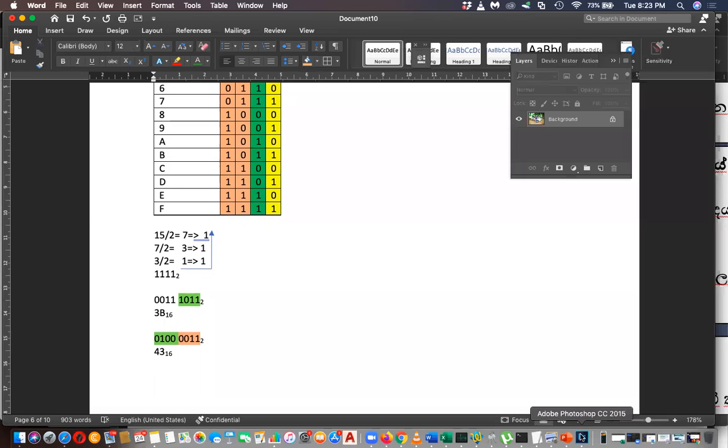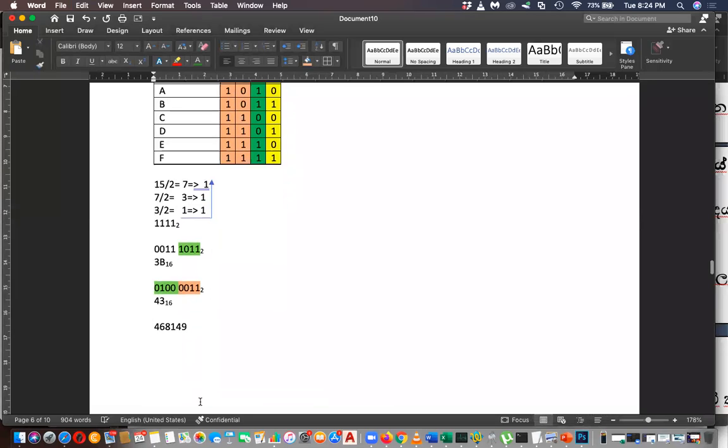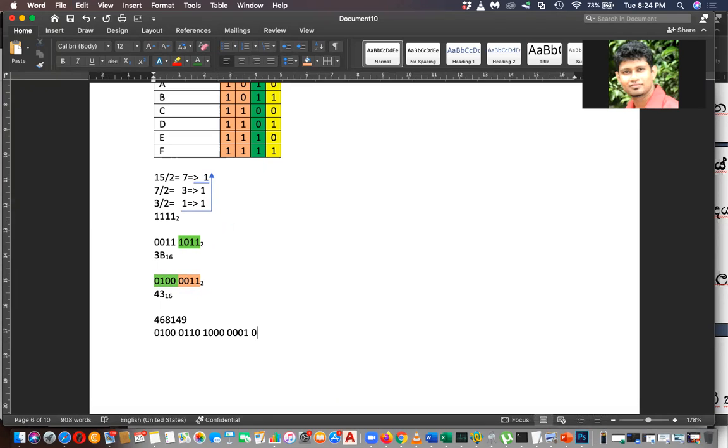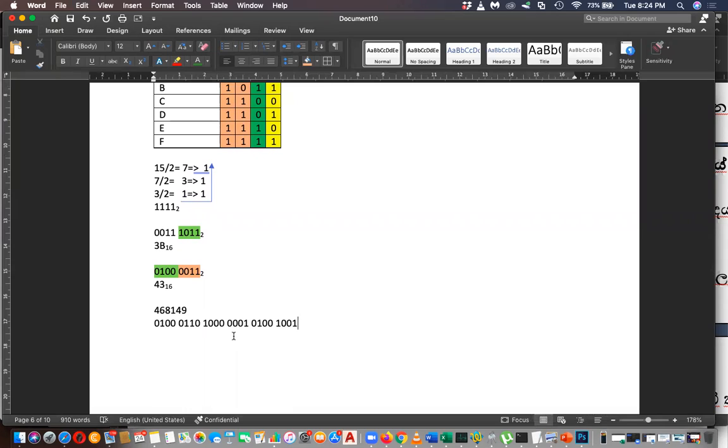That's why in Photoshop, when I select a pixel and copy the hexa code, I get a code like this. Actually 4 is 0100, 6 is 0110, 8 is 1000, 1 is 0001, 4 is 0100, and 9 is 1001. I'm referring to the table. I can remember the figures now, but I know you cannot. But this is the hexa number. This hexa, you can write easily in binary, without dividing, without multiplying. That's why computers like hexadecimal.